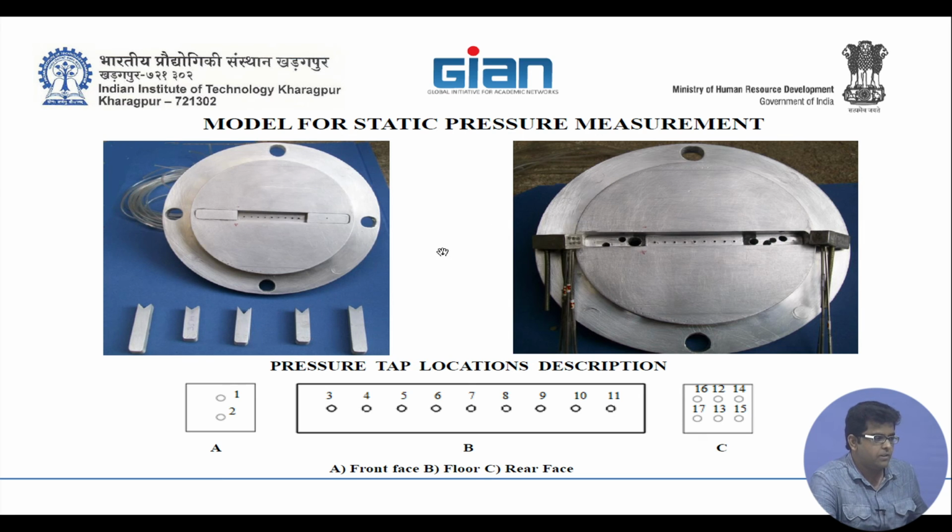This particular base plate we have used for static pressure measurements only. These are the port locations. A is the front face, where we have 2 ports, and on the floor we have 8 ports. On the rear face, which is of more interest, we have put 6 ports, because there will be a lot of oscillations here.